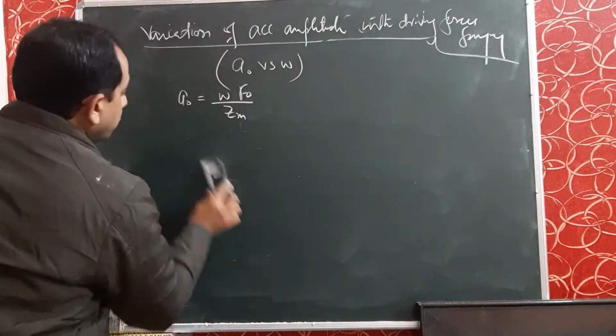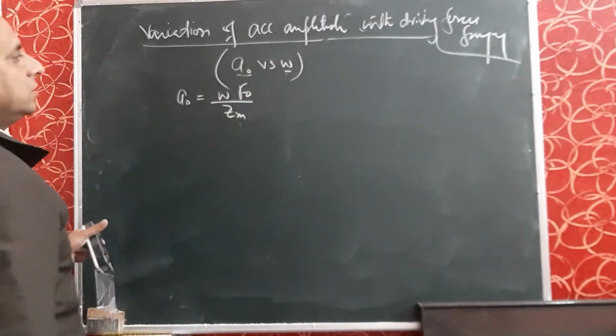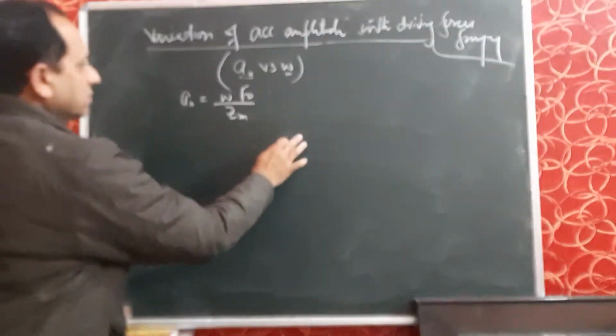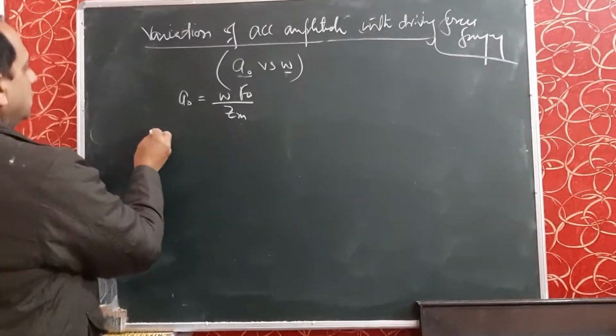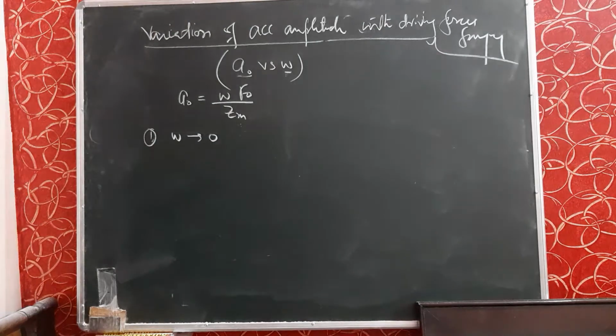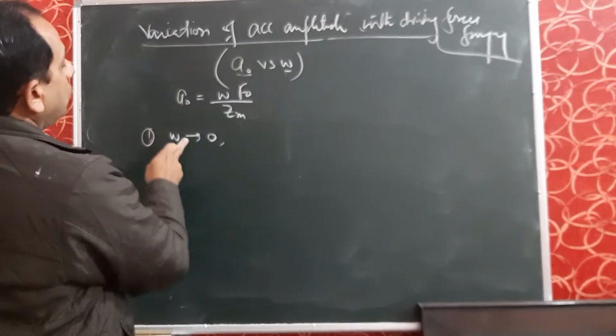We will study its variation with omega. A naught versus omega, so we will plot the graph between A naught and omega. On the same lines as the previous articles: first case, omega tends to 0; second case, omega tends to infinity; and third case, omega is at resonance. In the first case, when omega tends to 0, we will put the value of omega as 0 in this equation.